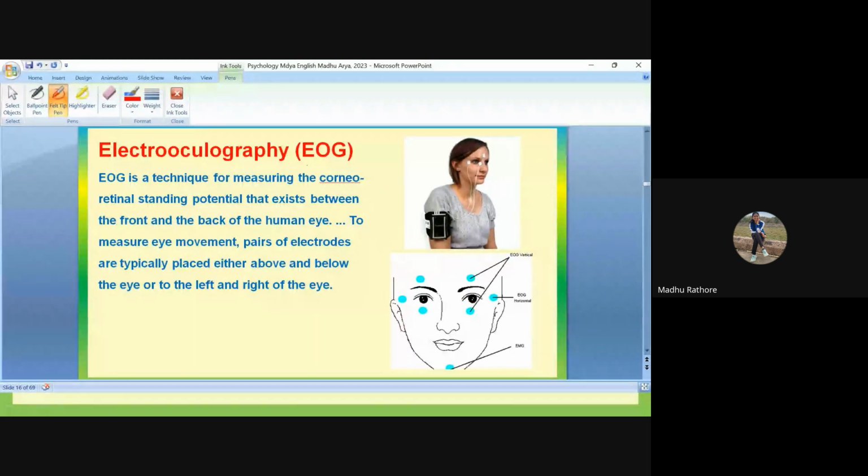Next is EOG, electrooculography. Electrooculography, EOG, is a technique for measuring the corneoretinal standing potential that exists between the front and back of the human eye. In this, electrodes are put all around the eyes, and it just measures eye movement. This corneoretinal potential is what is measured in the human eye.